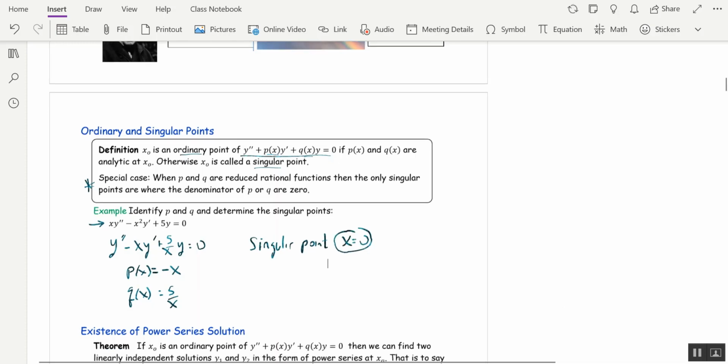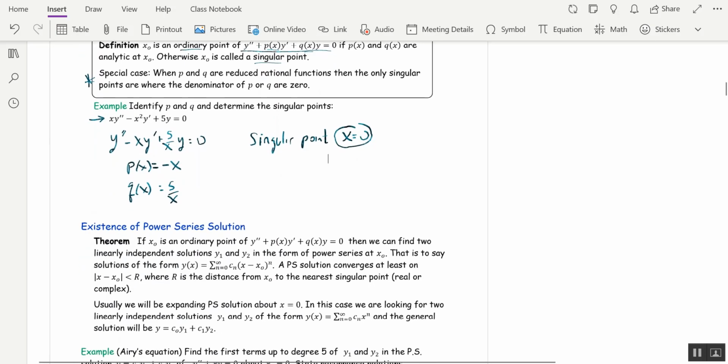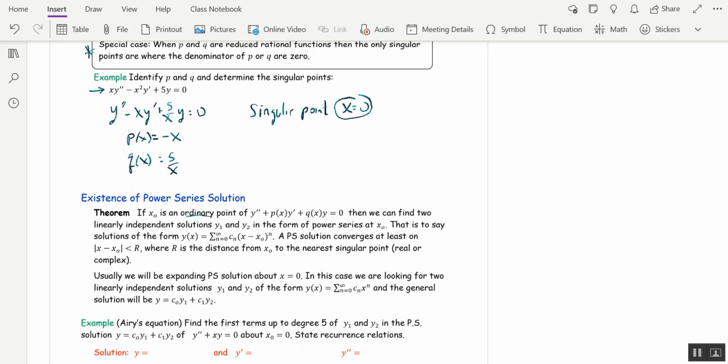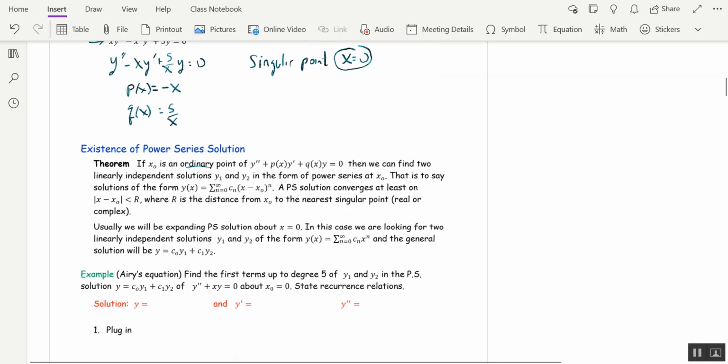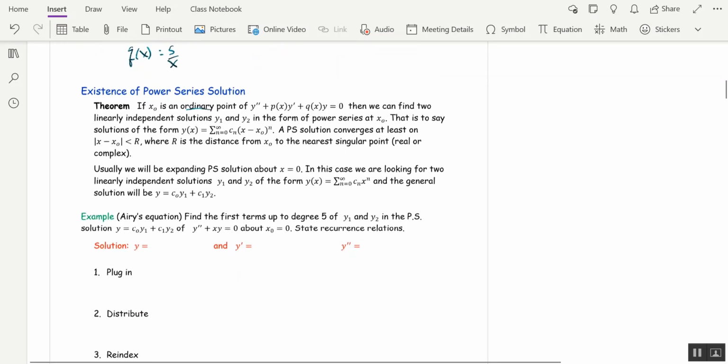All right, so this theorem here says if we're working around an ordinary point, we can find two linearly independent power series solutions centered at the ordinary point. And rather than just read through that whole theorem, I'm just going to show you how it works with Airy's equation. So here we've got a differential equation. X equals 0 is an ordinary point, and so we can find power series solutions around that point.